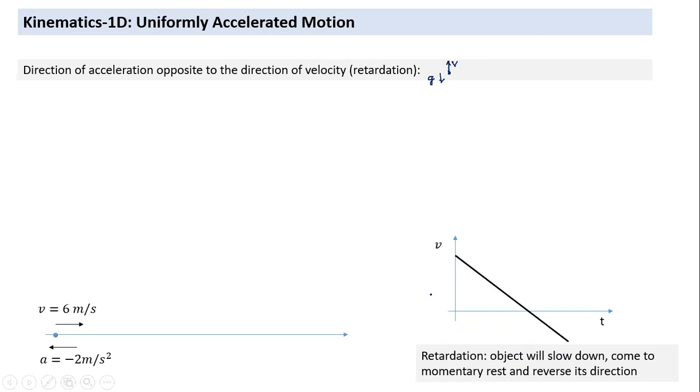Let's apply this, so let's take an example. Suppose an object is given a velocity at time t equal to 0. It has a velocity of 6 meters per second. Acceleration is in the opposite direction. That's why I put a minus sign. No need to use a vector sign. The minus sign indicates the direction is opposite to the direction of velocity. Let's see how we calculate different things in this particular situation.